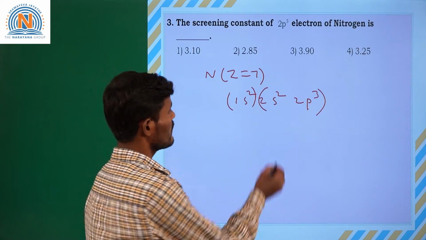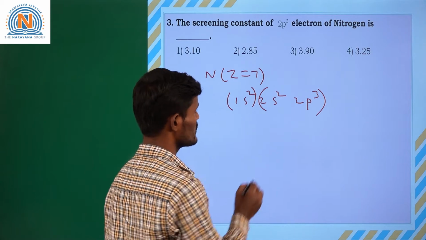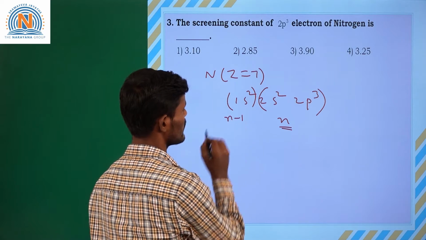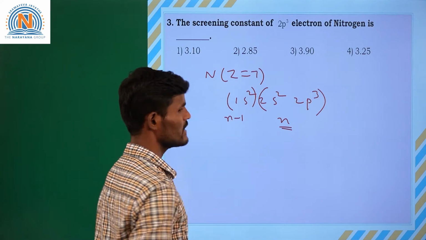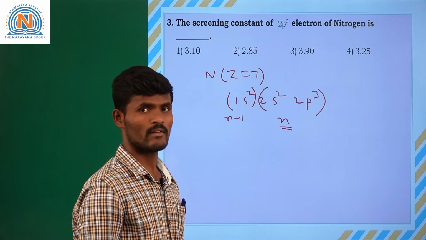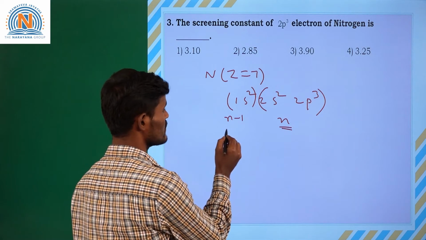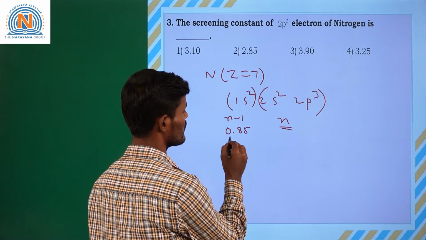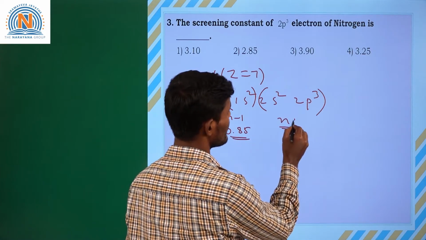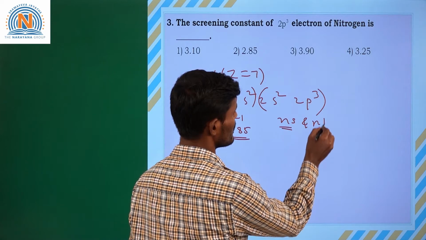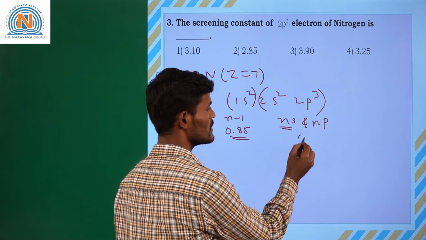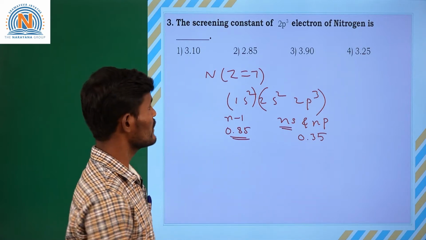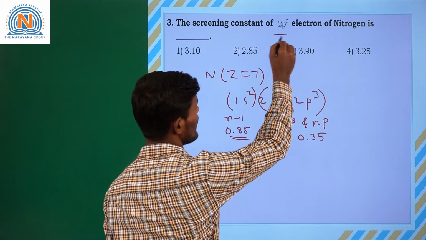Here it is the nth shell, it is the n-1 shell. For n-1, the value is 0.85. Here it is ns and np, and the value is 0.35. Here we need to calculate for the 2p3 electron.